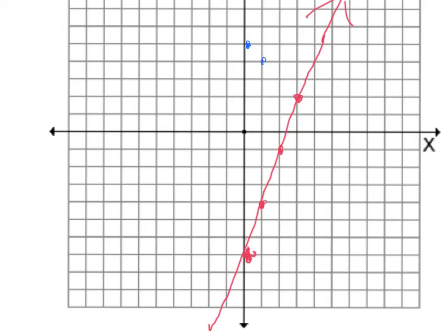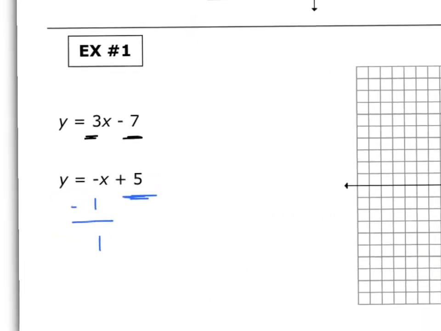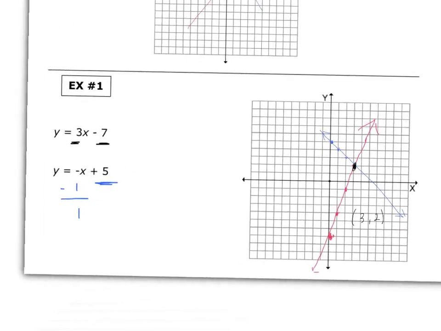And I'm going to keep doing this until I hit my point on the red line. Down 1, over 1. Down 1, over 1. And then you can see that it hits it right there. So we're going to go ahead and draw our line. And you can see that the red line and the blue line intersect at where this black dot is. And that, of course, is the ordered pair 3, 2. Okay, so that is the solution that makes both of these equations true.